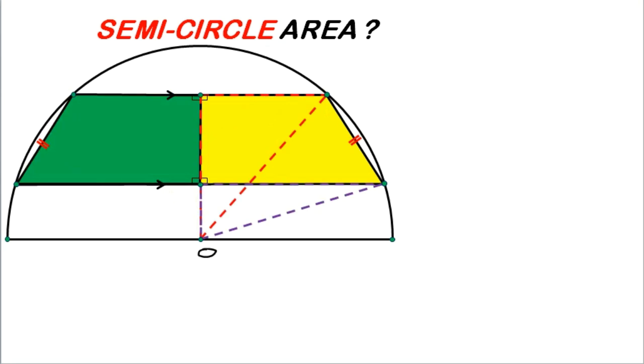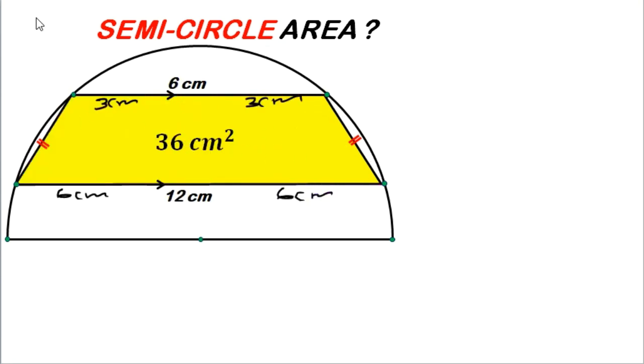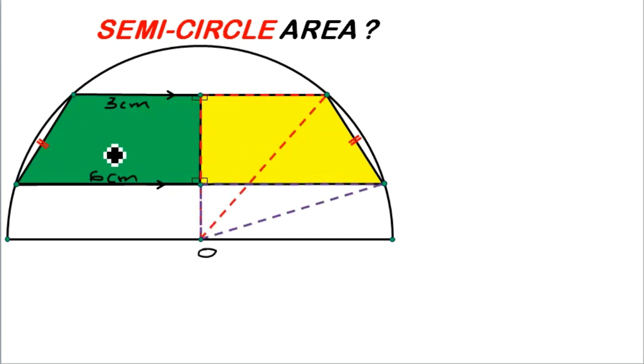So if we project that here, this side will be divided into 3 cm and here will be 6 cm. Then this area of 36 will be divided into two equal parts, meaning one side will be 18 cm square, the other side will also be 18 cm square. So the area of the green part is 18 cm square.